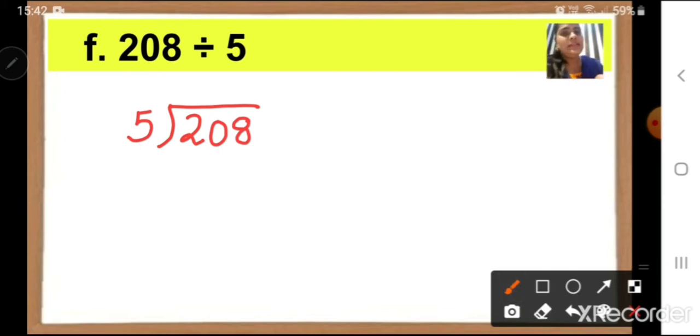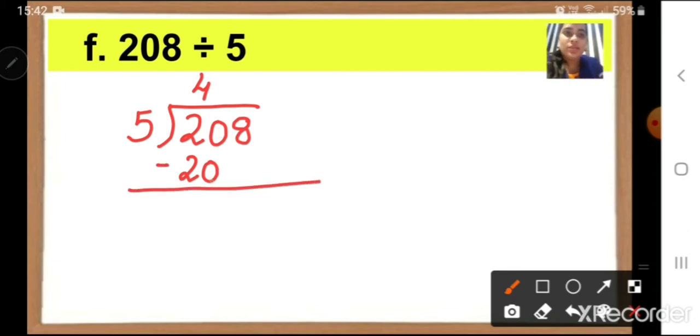Come on children, say the table with me. 5 ones are 5, 5 twos are 10, 5 threes are 15, 5 fours are 20. So 20 will go in 5's table and 5 fours are 20. So I'll write here 5 fours are 20. 20 will come down here. Then put minus sign and subtract.